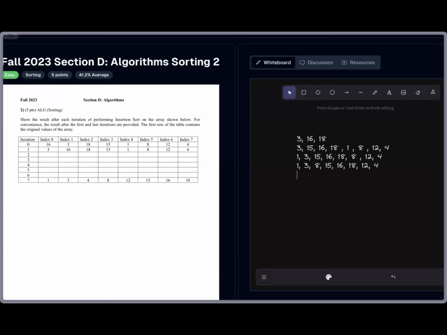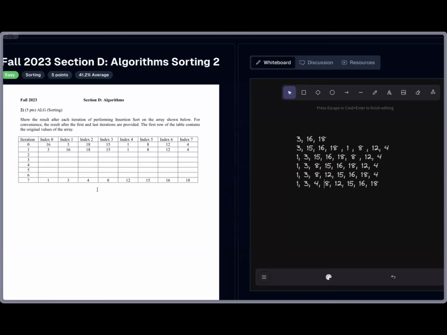The next iteration is going to be inserting 12: 1, 3, 8, 12. This process is going to keep continuing until we have the sorted array: 16, 18, and then 4 being the last element. I'm just going to do this for the sake of time. We'll put 4 here.